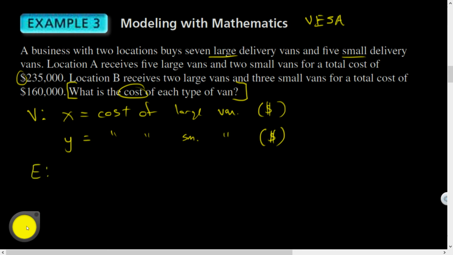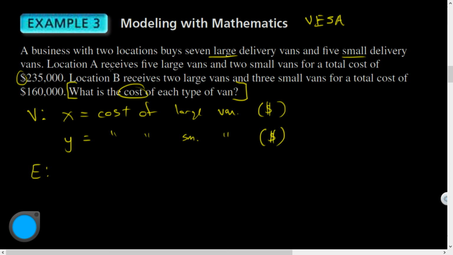Okay, here's the tricky part. Let's see if we can piece some clues together to write some equations. It says a business with 2 locations buys 7 large delivery vans and 5 small delivery vans. All right. Wait a minute. Location A receives 5 large vans and 2 small vans. Okay, that's actually not that helpful, I don't think. I think it's this next sentence that's going to be more helpful.